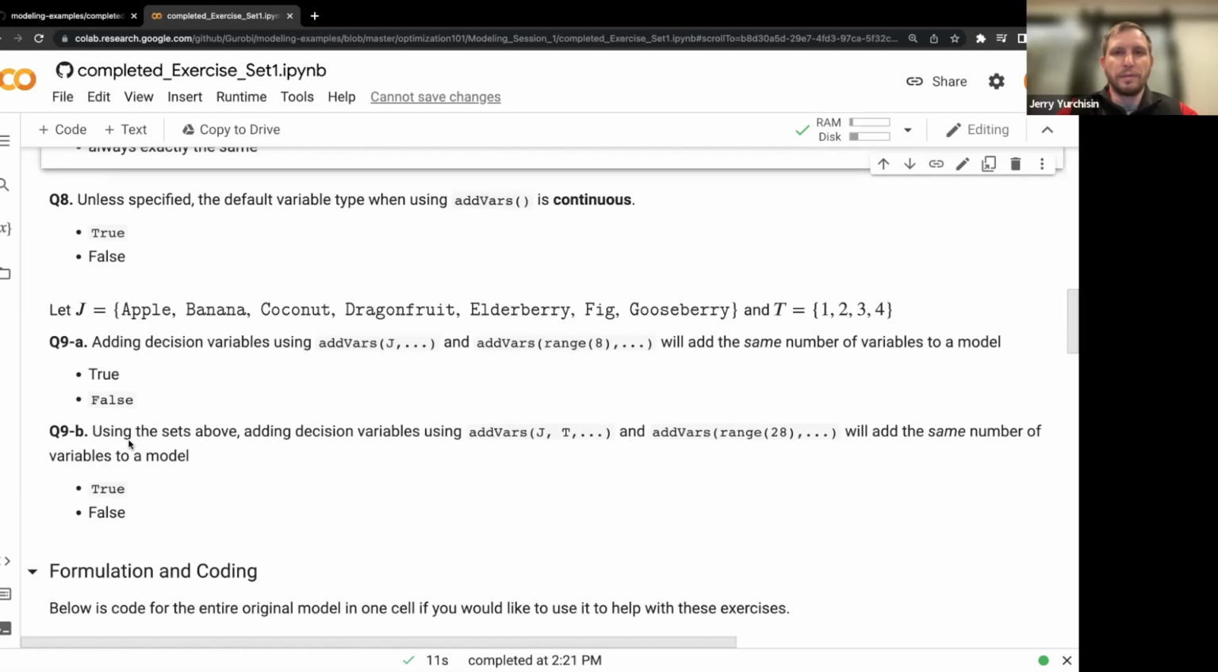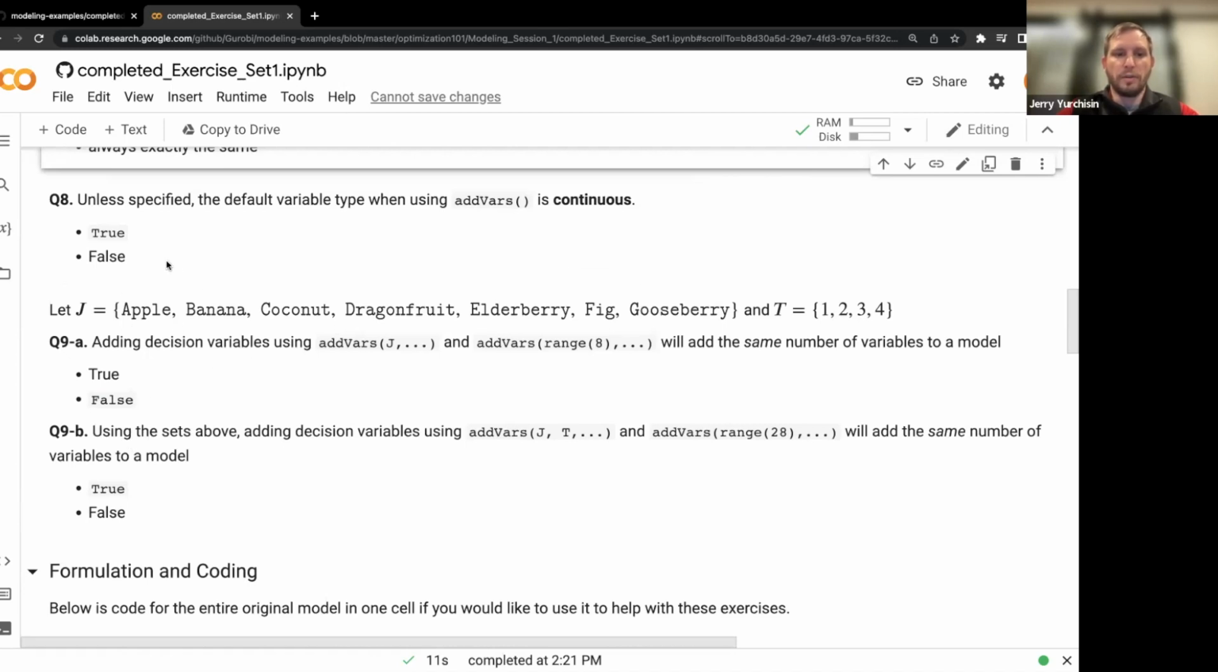So let's finish up question 9, and then we'll talk about the other sets real fast. We have a set J, which is a bunch of fruits and berries, and a set T, which is just a set of integers. Adding the decision variable using addVars J and addVars range 8 will add the same number of decision variables to a model. That is false.